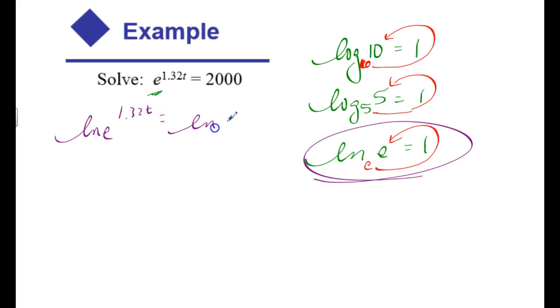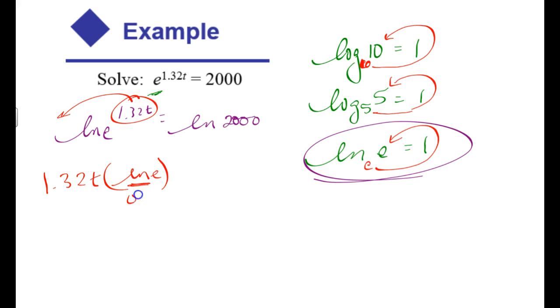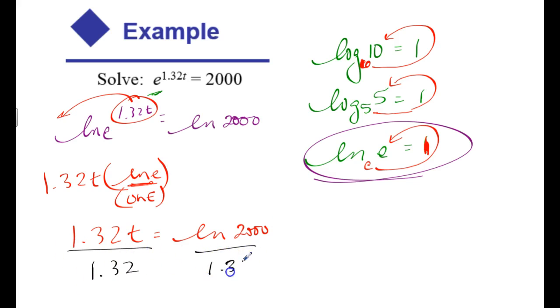So I'm going to natural log both sides. Remember, the log of 2,000 is not the same thing as the natural log of 2,000. I'm going to use the third property again and dump this out front. And then I'm going to say, well, the natural log of e is just really 1 because of what we just learned over here. The natural log of e, even though I didn't write the base, it's there. Log e base e is 1. So I get 1.32t is equal to the natural log of 2,000. And so to solve this, all I have to do is divide by 1.32.